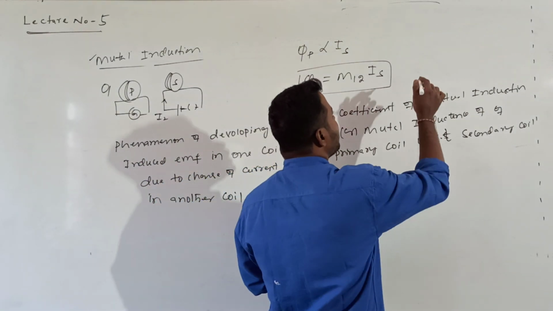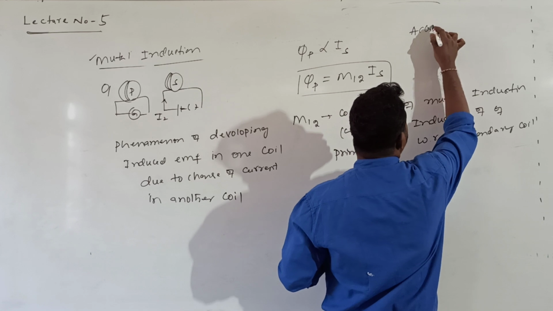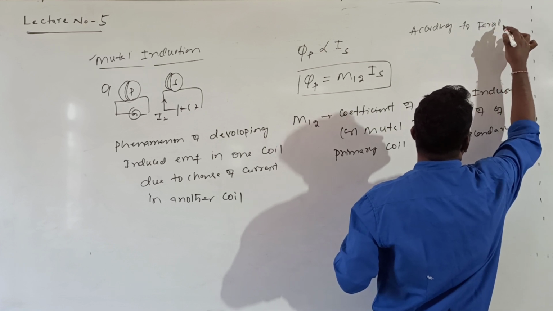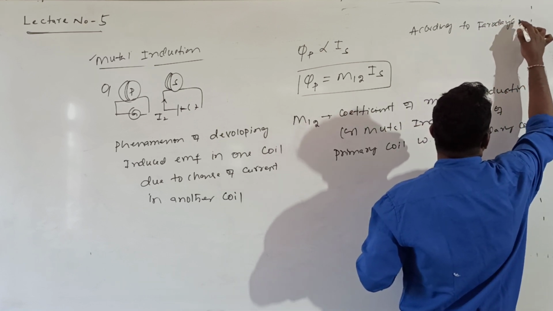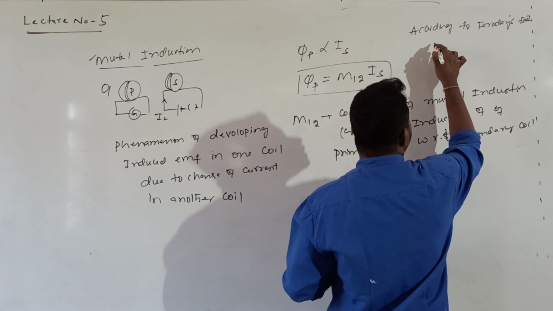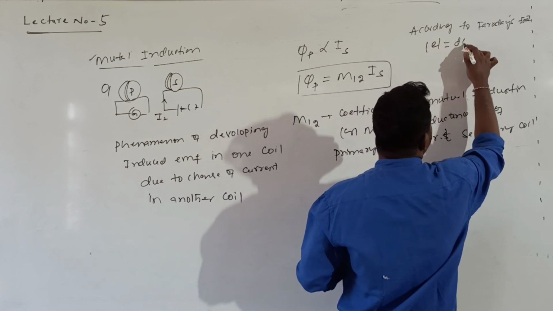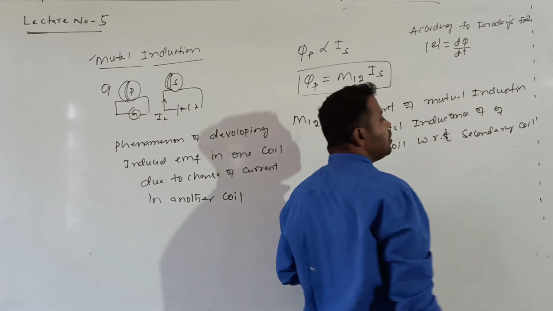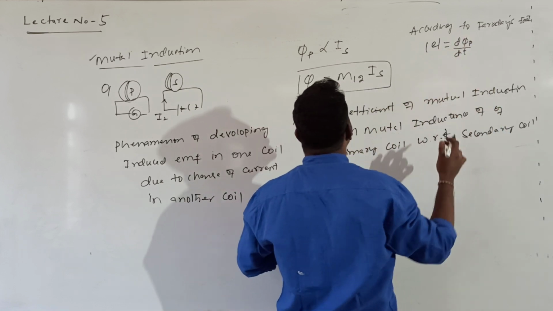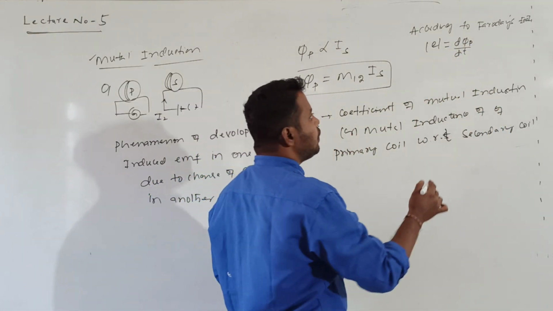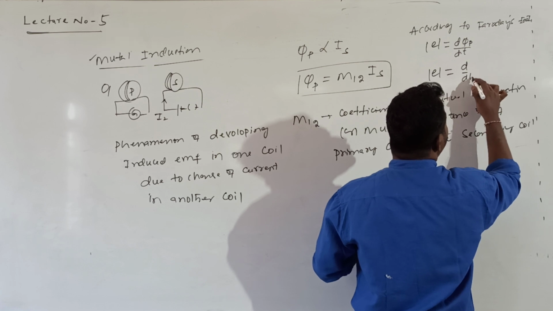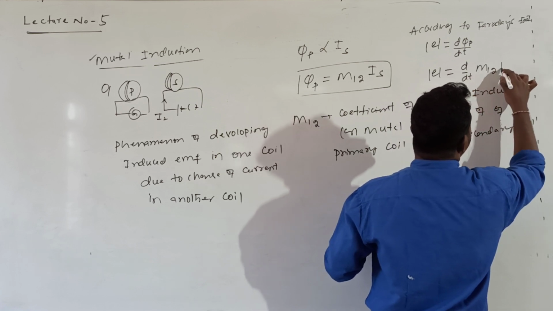We can define it in one more way also, according to Faraday's law of electromagnetic induction. According to the Faraday law of EMI, the magnitude of the induced EMF will be equal to d phi by dt. The induced EMF is developed in which coil? The primary coil, so it is d phi p by dt. Can I substitute the value of phi p? If I substitute, the modulus of E will become d by dt of M12 into IS.